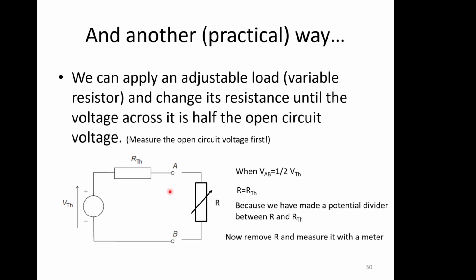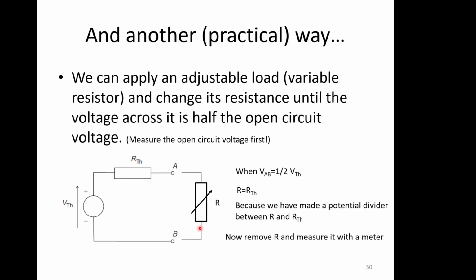So what we can do is measure the voltage with no load attached, so we measure the open circuit voltage. Then we attach our variable resistor and adjust it by twiddling its knob until the voltage that we measure across these two points is halved. From the voltage divider equation we know that if this voltage is halved, then the value of this resistor must equal the value of this resistor, because if the voltage is halved, these resistors must be the same.